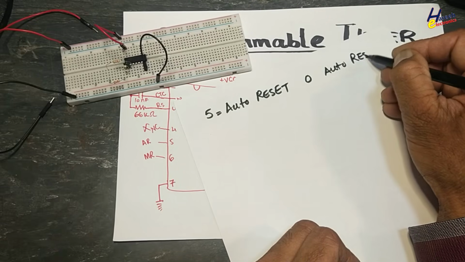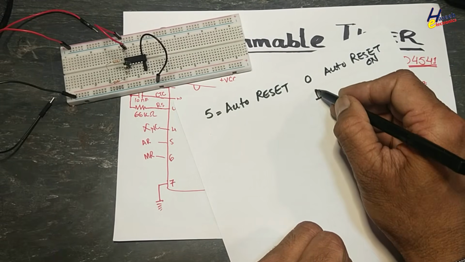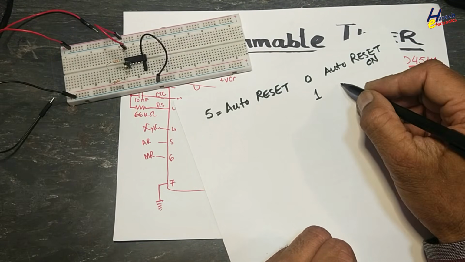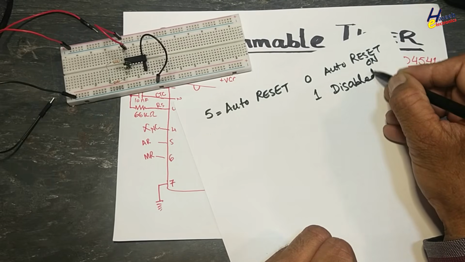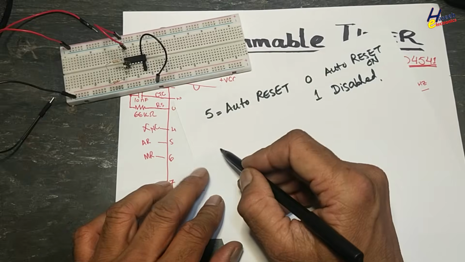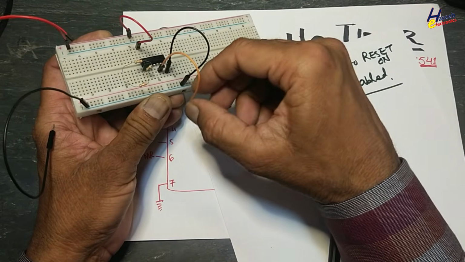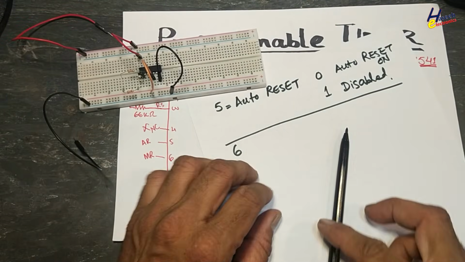Auto reset on. If we connect to the supply pin, logic high, positive rail, at that time auto reset will be disabled. So it is power on reset. We will connect to the low side. Just when we plug in, this IC will start functioning.